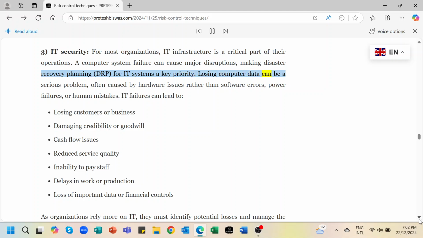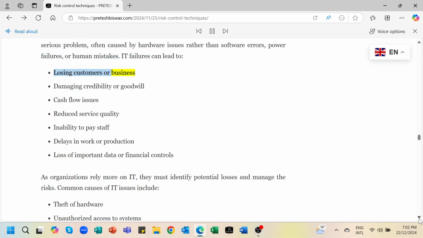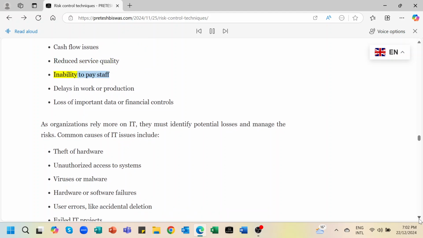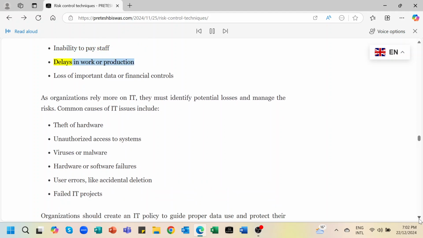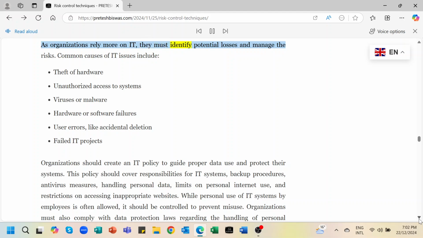Losing computer data can be a serious problem, often caused by hardware issues rather than software errors, power failures, or human mistakes. IT failures can lead to losing customers or business, damaging credibility or goodwill, cash flow issues, reduced service quality, inability to pay staff, delays in work or production, loss of important data or financial controls. As organizations rely more on IT, they must identify potential losses and manage the risks.